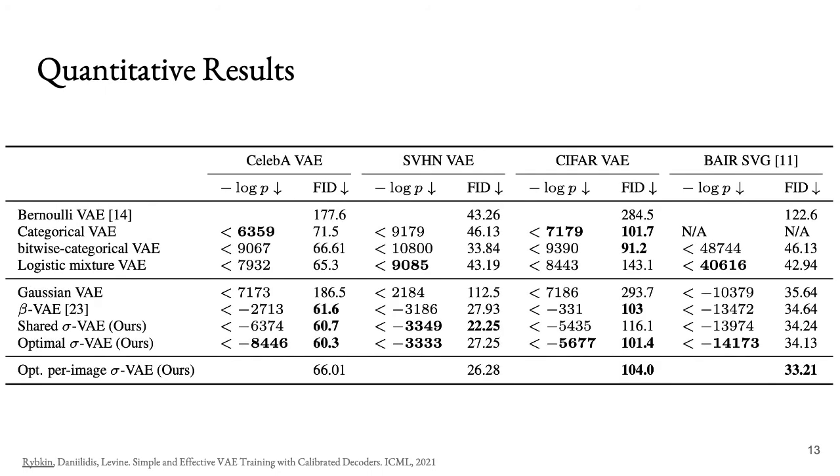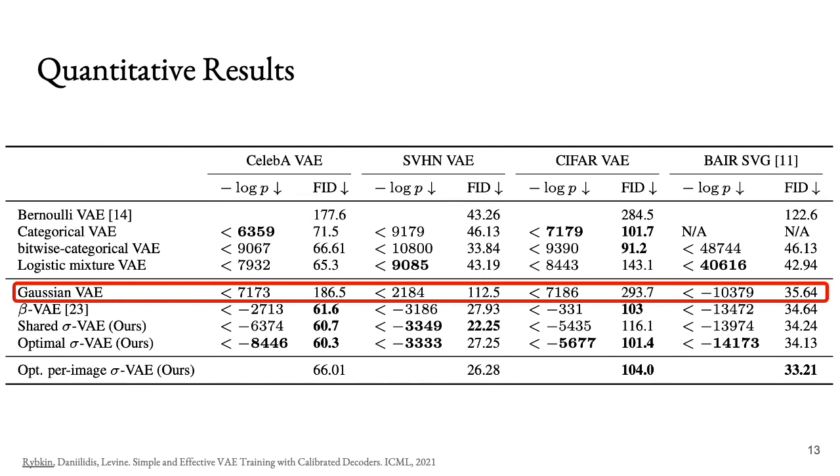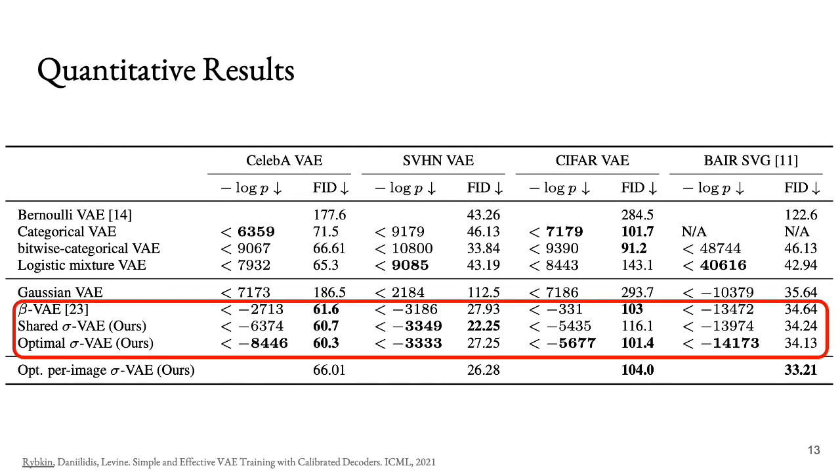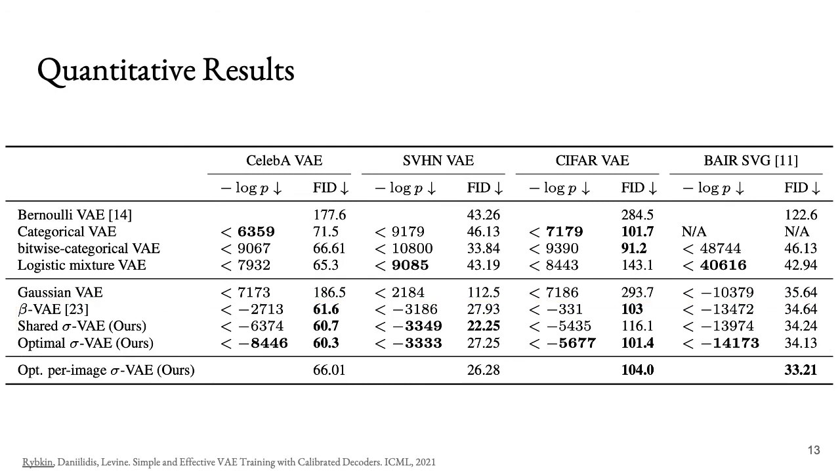Quantitatively, we evaluate different calibrated decoders on evidence lower bound and FID distance. Overall, the naive unit variance Gaussian VAE works poorly, while the calibrated decoders generally work well. Sigma VAE versions are comparable to the manually tuned beta VAE and sometimes even better, and the optimal sigma VAE tends to be the best.